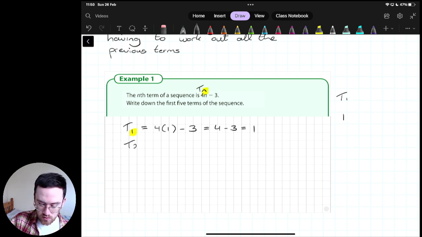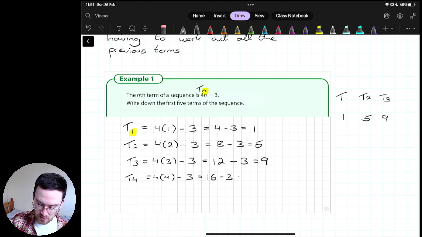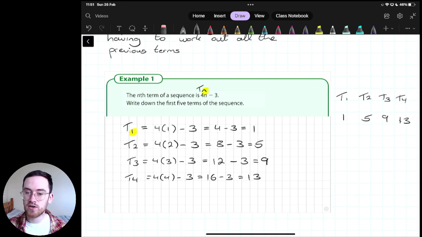If I try t2 and get my second term, again I just sub in 2 anywhere that I see n. That gives me 8 minus 3, which gives me 5. So the second term in my sequence is 5. You should be able to see here that each time we're subbing in for n, because n is the term number. If I want term number 3, the value of term number 3 is 9. Same thing with term number 4. Again, I just sub in for n anywhere here. 16 minus 3, and I get 13. So term number 4 is 13. And we follow through that way.